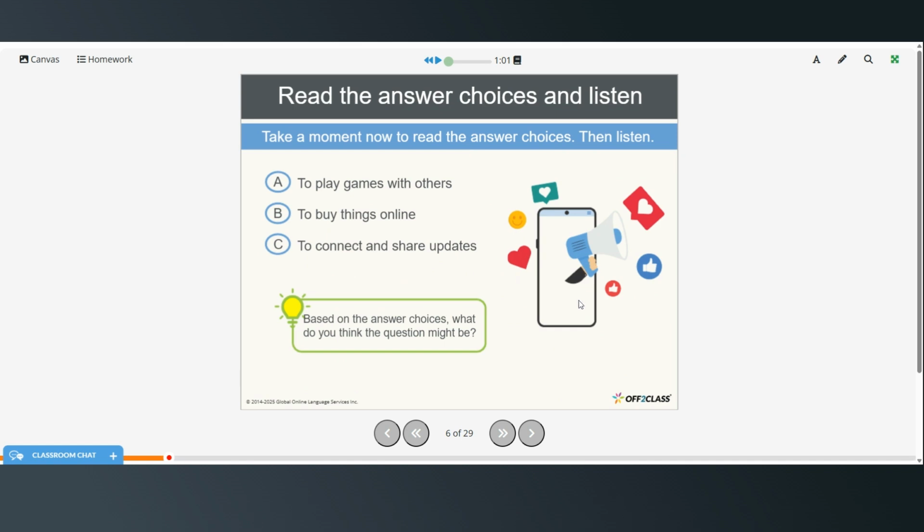Alright, so you're going to take a moment to read the answer choices and then you'll listen. So, choice A is to play games with others. Choice B, to buy things online. And C, to connect and share updates. So based on these answer choices, think about what the question might be, and then listen and remember to take notes while you're listening. Take a moment now to read the answer choices.